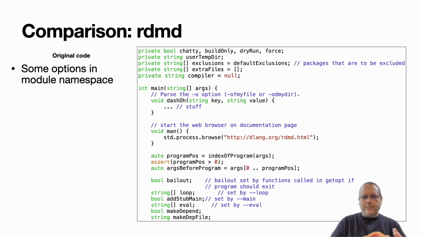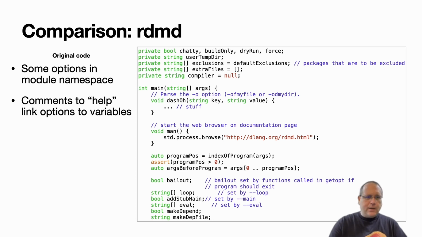So first of all, we have some options in module namespace. The chatty, build only, try, run, force. All those things are in module namespace. And in fact, in the real code, they're far away from the main function. So when you see the call to getopt and you're saying, okay, well, where is this defined? It's not anywhere obvious. It's somewhere else. So again, the definition of the options is spread out all over the program.